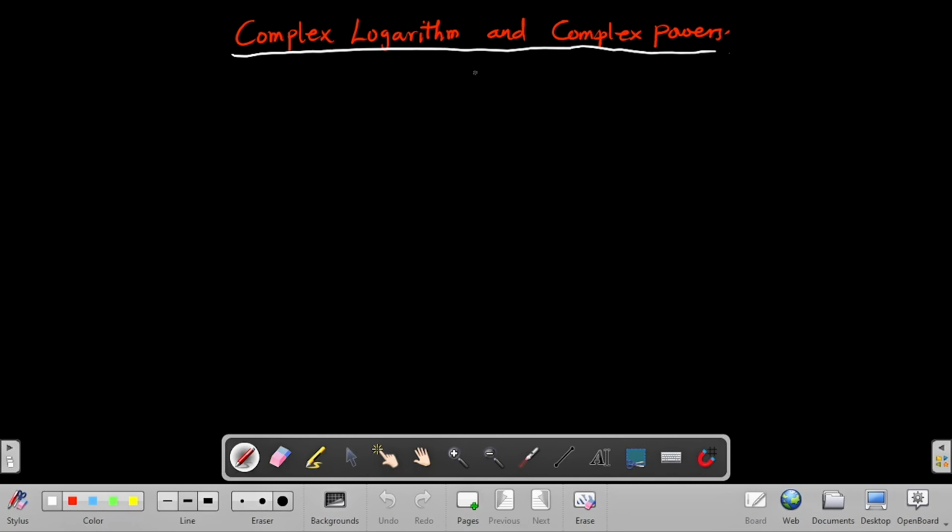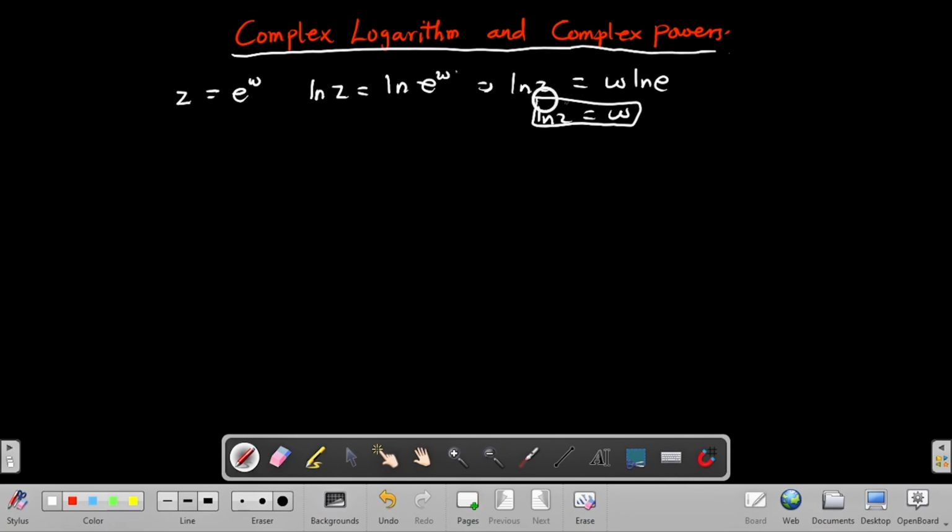At this point, you can say that ln e is what? ln e is 1, so it just goes away. So our ln z then becomes w. As simple as that. So we are just trying to simplify complex numbers using logarithms.